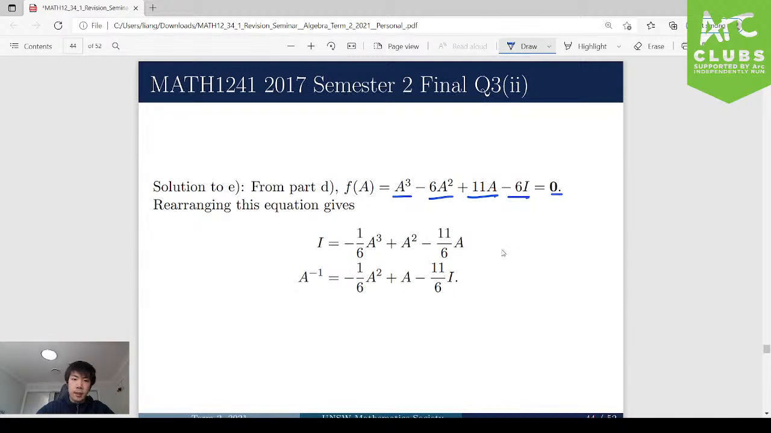Now we just rearrange for I and then multiply by A inverse on both sides of the equation. And that's it. A cubed times A inverse is A squared. A squared times A inverse is A. A times A inverse is I. And that's it. Okay.